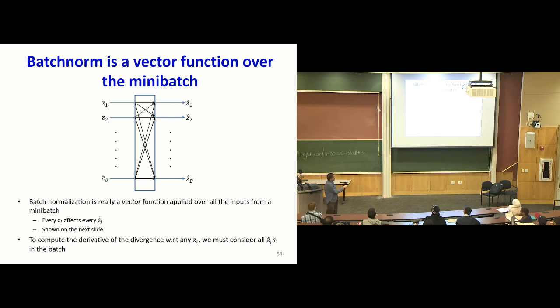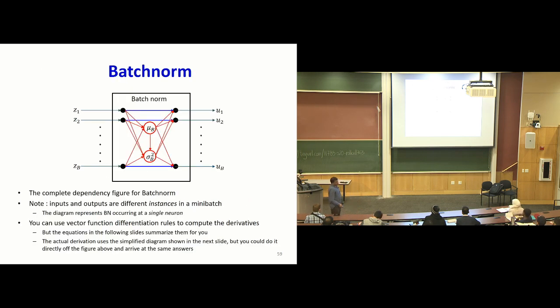But then each z hat depends not only on the corresponding z, but on every other z in the mini batch, right? So when I compute the derivative of the divergence with respect to this guy, I have to compute the derivative of the divergence with respect to all of these guys and the derivative of these guys with respect to z. Now you have to think of the derivative as being computed globally over this entire mini batch, and you cannot think of derivatives being computed locally for every instance in the mini batch, simply because they all interact, right? So if you actually wanted to draw the diagram, this is what it is going to look like.